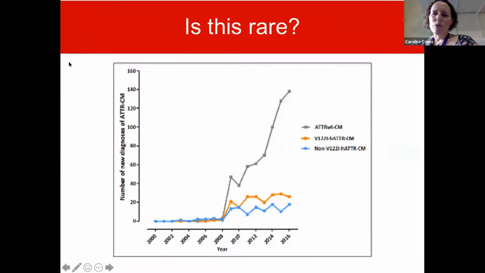So I said amyloidosis was rare. Whilst the genetic type may be rare, over the last 10 years, we've seen a real growth in the number of patients diagnosed with wild-type amyloidosis and an increase in the hereditary types. And this is data from the National Amyloidosis Centre in London. And you'll see there's a real inflection around 2010 when the numbers of patients diagnosed with this really takes off.